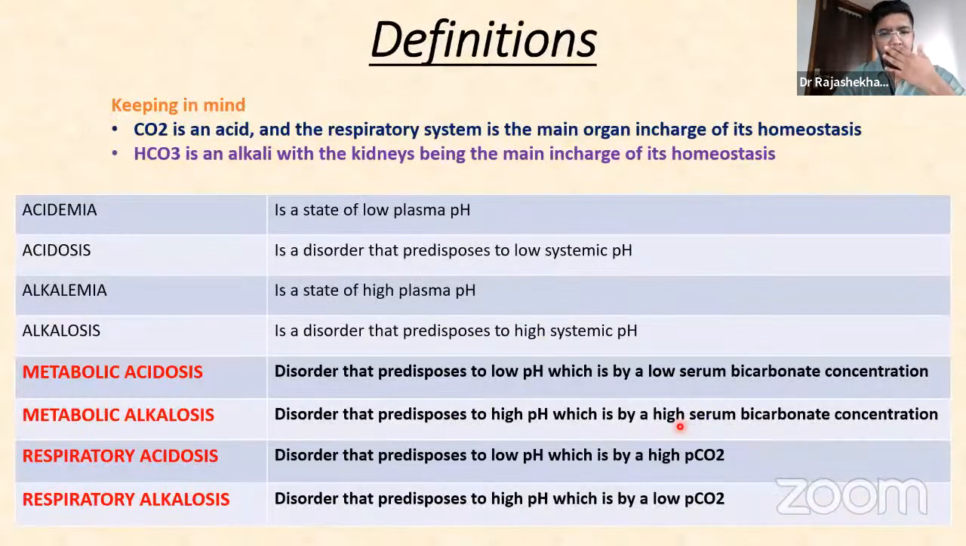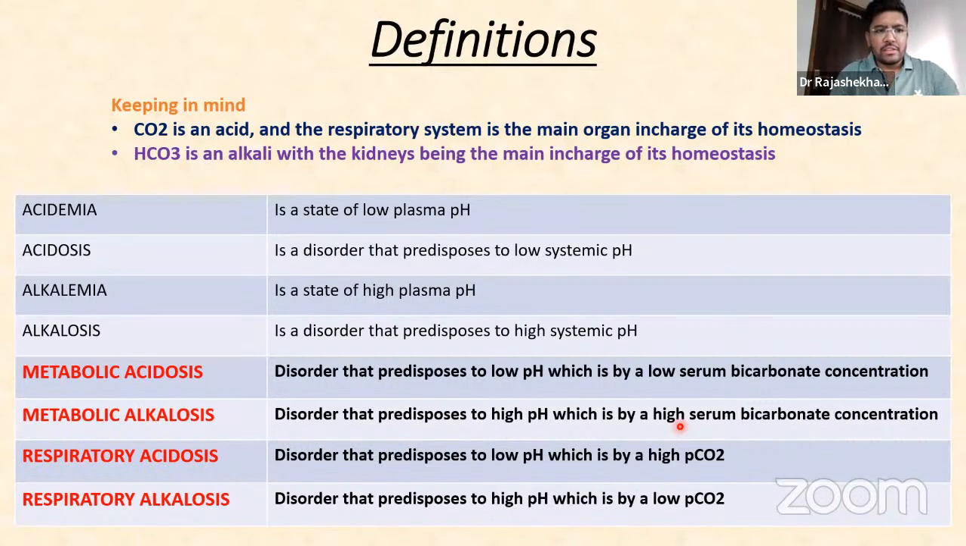And the first thing is the definitions. You should know the definitions. Before going into further discussion, for all practical purposes, carbon dioxide is an acid, and the respiratory system is the main organ in charge of its homeostasis, and bicarbonate is an alkali, the kidneys being the main organ in charge of its homeostasis. Lungs cannot excrete bicarbonate, they can only excrete carbon dioxide. So bicarbonate is handled by the kidneys, and CO2 by the respiratory system, that is the lungs.